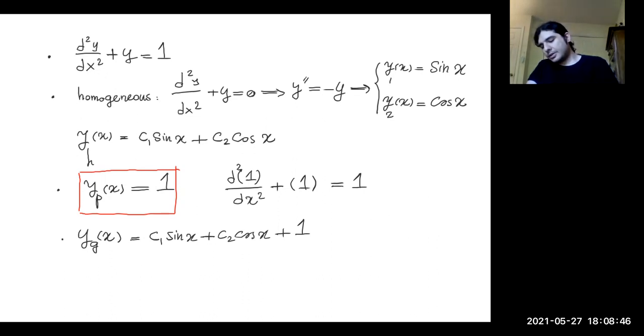So keep the solution up to here, keep the homogeneous solution. We're looking for another way to find the particular solution.